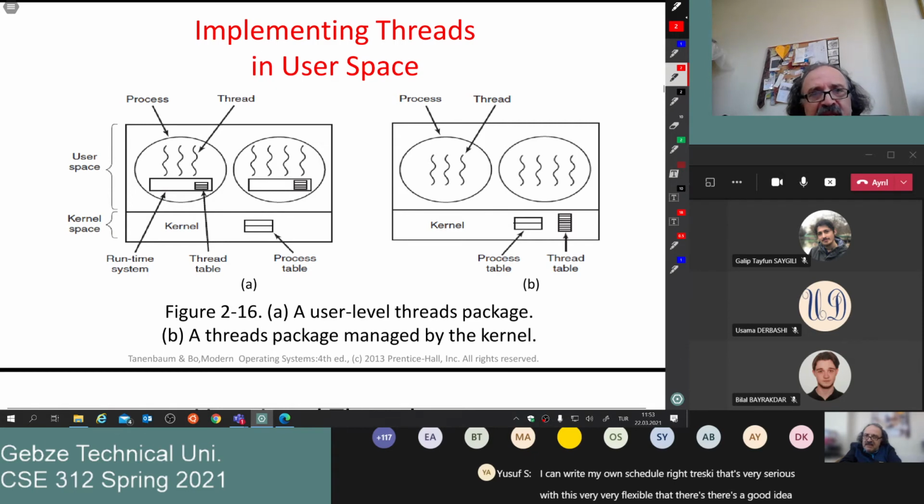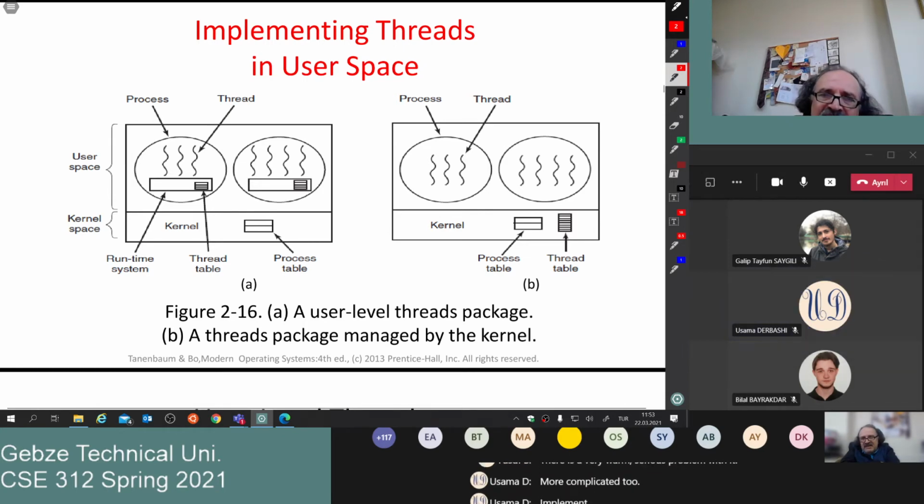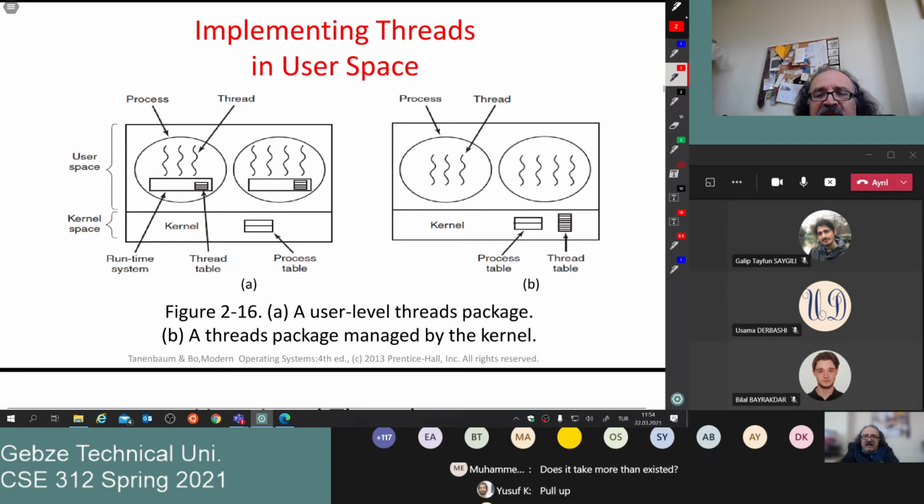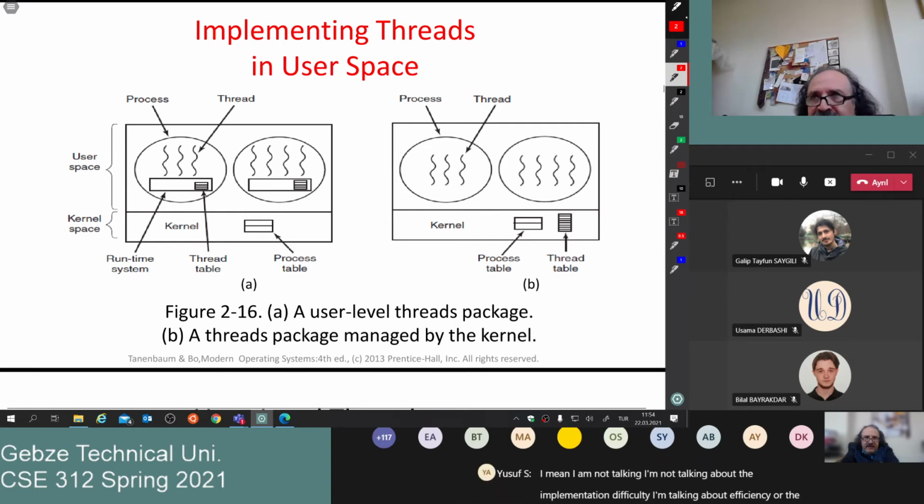Okay, tell me what is the downside of this one? What is wrong about having your threads implemented in the user space? There is one very serious problem with it. More complicated to implement. No, well, it is not. It is not any more complicated than the kernel implementing it. I am just making a library call. That's it. I am not talking about implementation difficulty. I am talking about the efficiency or the usage convenience.